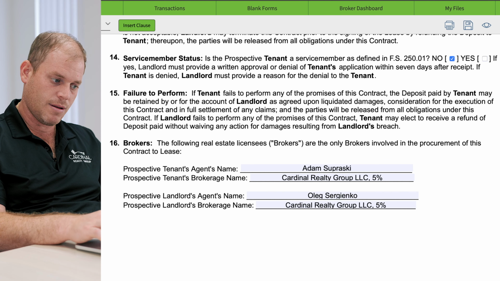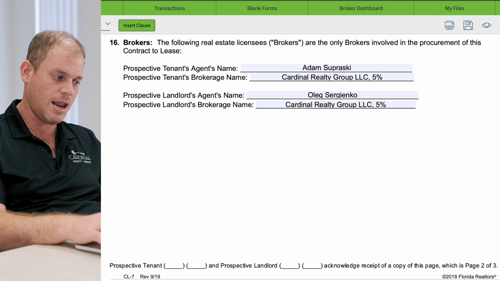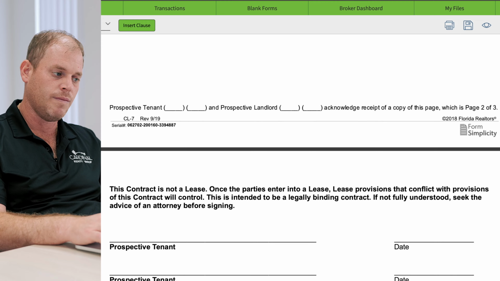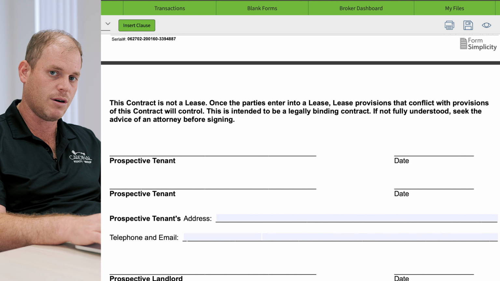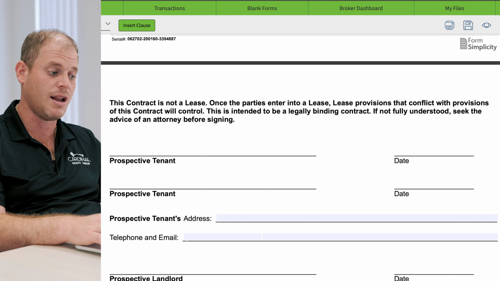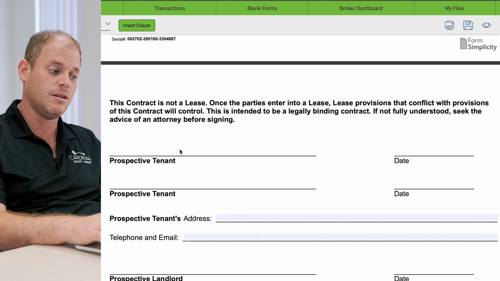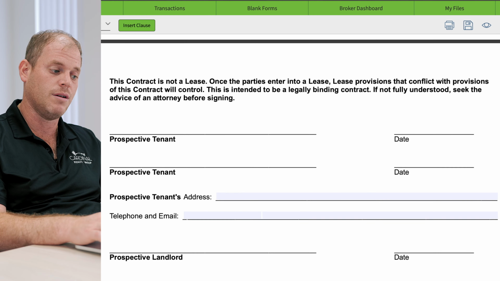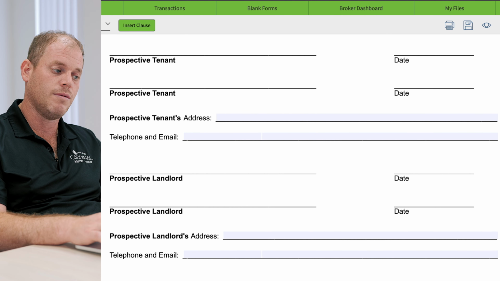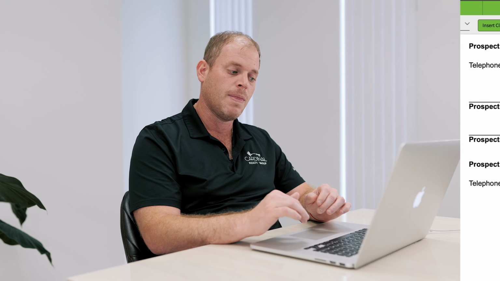All right, and I believe that takes us to the end of the contract to lease. Most importantly, make sure you have your clients sign. Okay, the prospective tenant will sign where it says prospective tenant. And guess where the landlord signs? Where it says prospective landlord. Okay, you can put your client's address and email there just for notice purposes. And that about wraps it up.